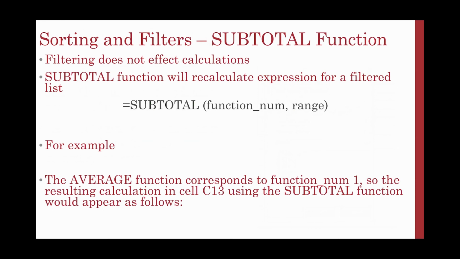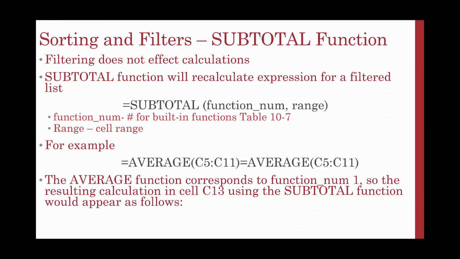There is a special function in Excel that works with filtering. It's called the subtotal function. It will recalculate your expressions based on a filtered list, and the inputs for that function are subtotal, your function number, and then the range. So function number is the number for built-in functions. They're in table 710 that will be posted. The cell is your cell range. So for example, if I want the average of C5 to C11, the average function corresponds to number 1, so the resulting calculation in cell C13 using subtotal is going to be subtotal 1, so I'm saying do the average of C5 to C11, so it will recalculate it when you filter out information where the average function will not.